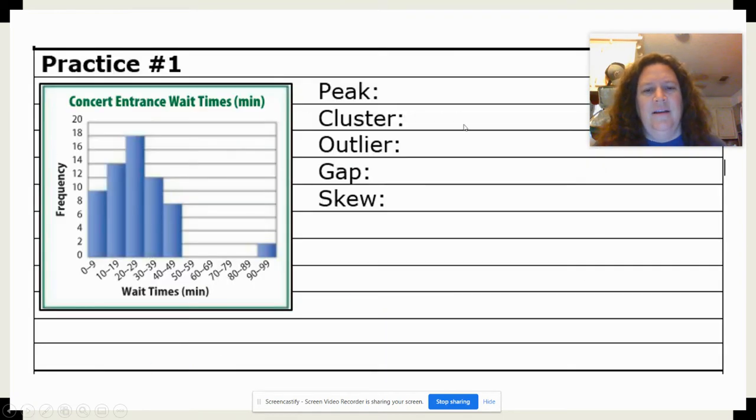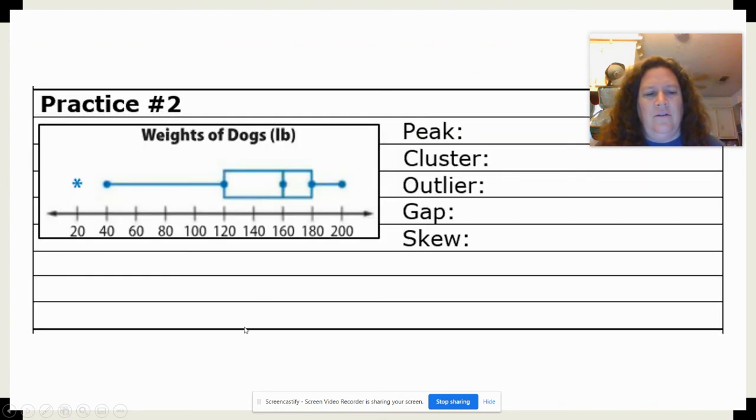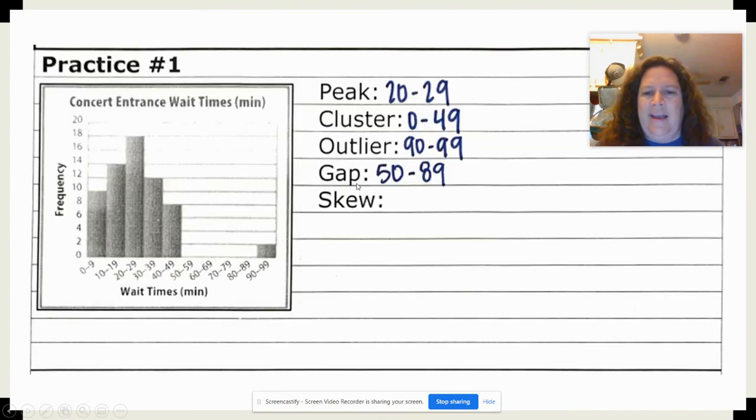All right. So on this one, we're going to look for peak, cluster, gap, and skew. Sometimes we're going to say none. It really just depends on the graph. So let's look and see what we have. We have a peak of 20 to 29 because it's a histogram. We have a cluster from 0 to 49. That's where most of the data is. We have an outlier at 90 to 99 and a gap from 50 to 89. This one is skewed left. Although it doesn't say so, it is skewed left.